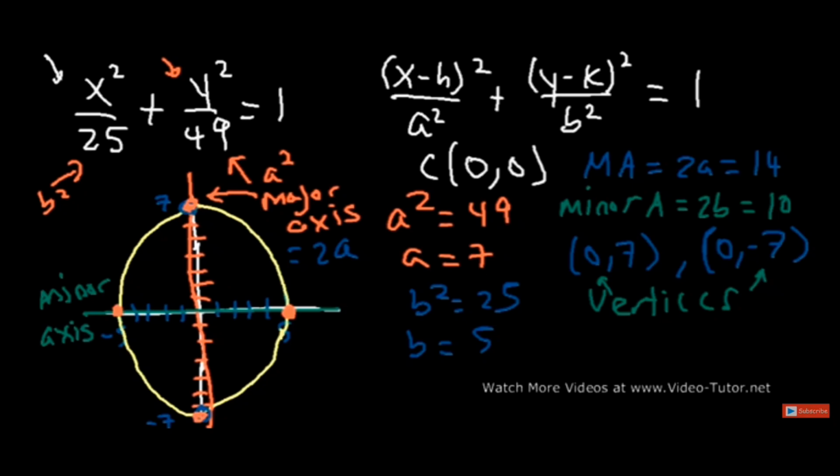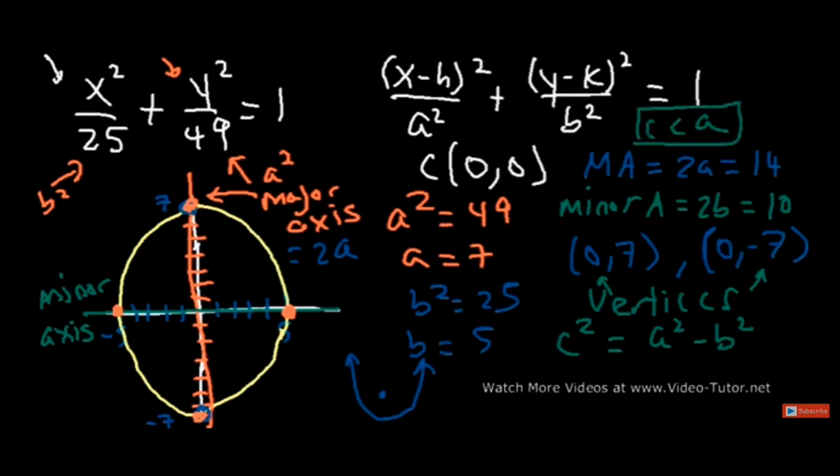The foci are along the major axis, somewhere in the middle. So there should be a focus somewhere along this major axis, between 0 and 7. To find it, you need to use this equation: c squared is equal to a squared, not plus, but minus b squared. For a hyperbola, it's a squared plus b squared, kind of like the Pythagorean theorem, but for an ellipse, it's a squared minus b squared, because c is less than a, and I'll explain why shortly.